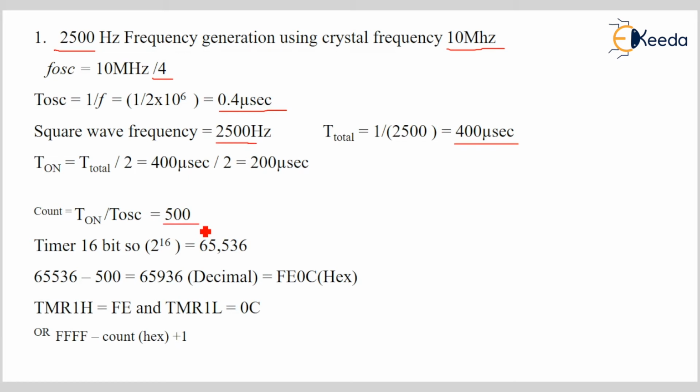So it is 16 bits. That's why we have to take 2 raised to 16, which is 65536, minus 500. It will give a hex value. This hex value we have to store into TMR1H and TMR1L.